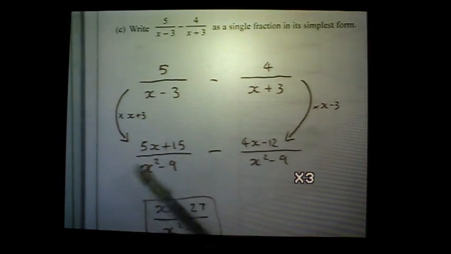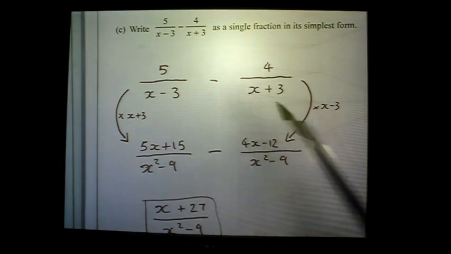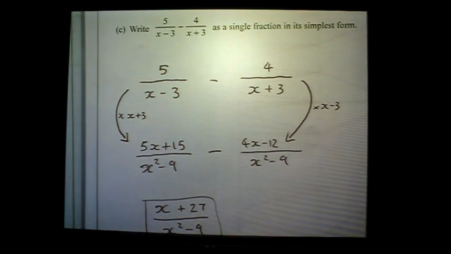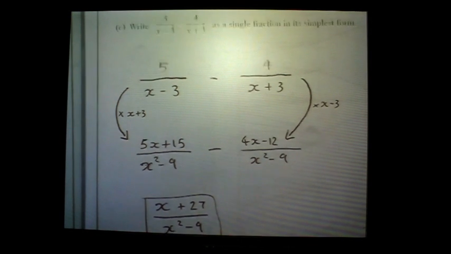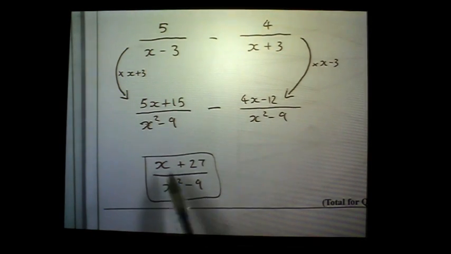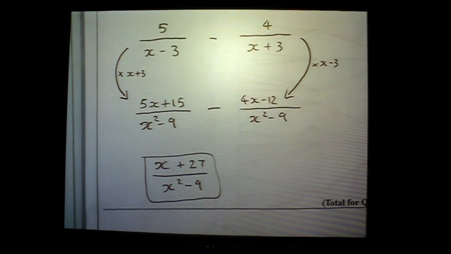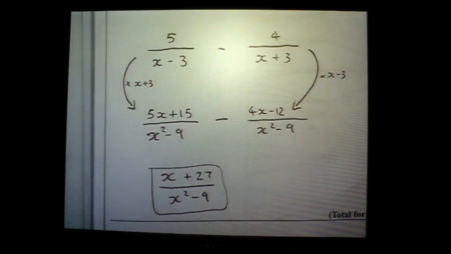The top number, well, 5 lots of x add 3 is 5x add 15. And this one is 4x take 12, which is there. You then do your subtraction. So you've got 5x take 4x is x. And this is the tricky bit. Positive 15 take away negative 12. And take away a negative means add. So that's why it's x add 27 over x squared take 9. And that is the answer. I'll show you the answer there, but it's the same as what it is here. So that's how you do that one.